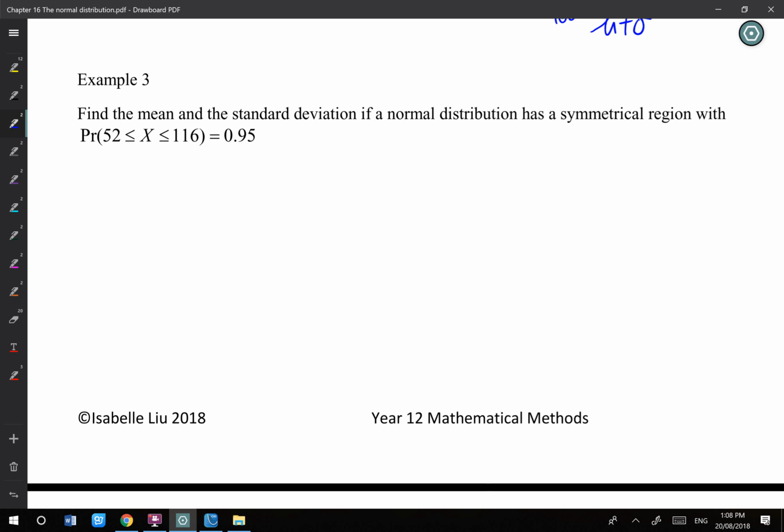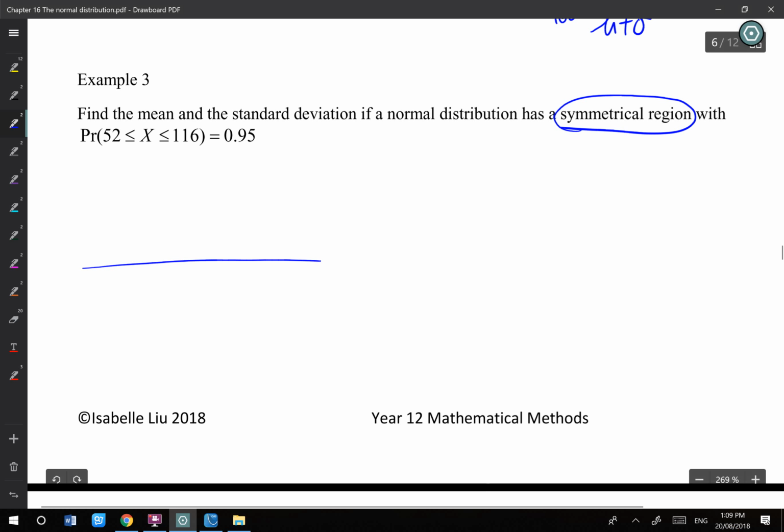For example 3, find the mean. Okay, these 2 pages are all non-calculator questions, so you don't have calculators. Find the mean and standard deviation if a normal distribution has a symmetrical region. Okay, symmetrical region is very important. In between those 2 things is 95%.